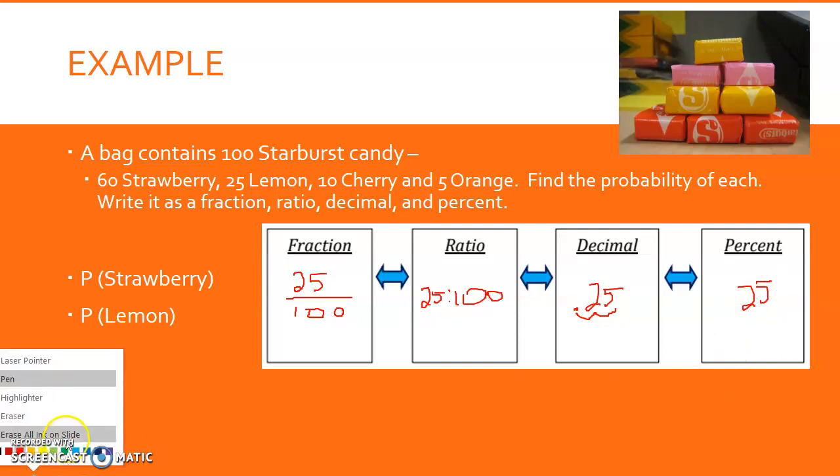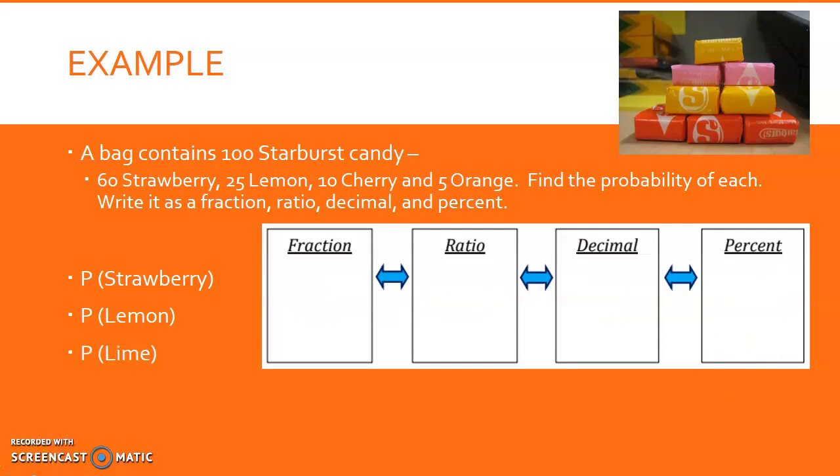All right, we'll look at another example. How about the probability of getting a lime? Go ahead and pause and think about that one for a minute. As we look at our possible flavors, we can see that lime is not one of the possible flavors. So we have 0 favorable outcomes out of the 100 possible outcomes.